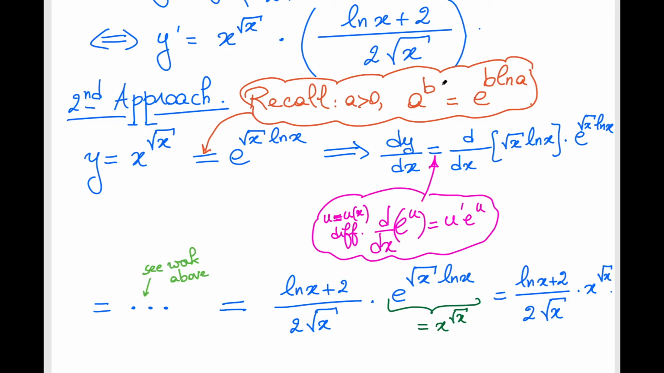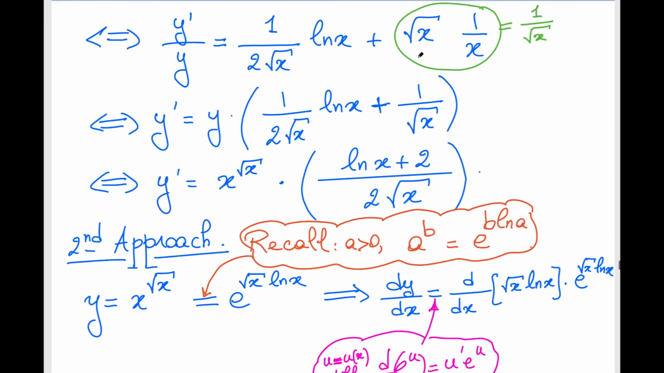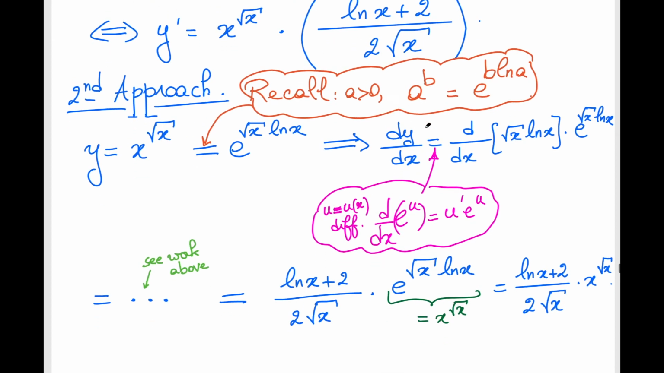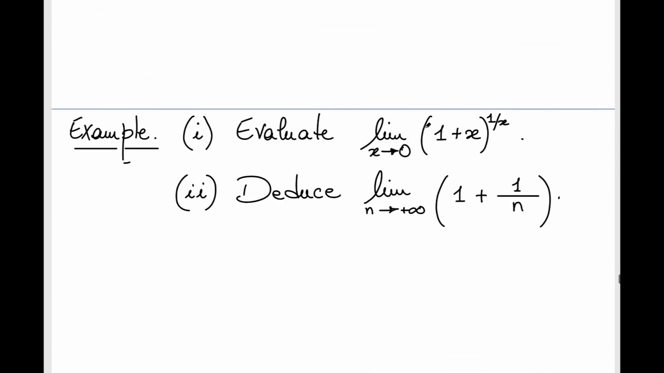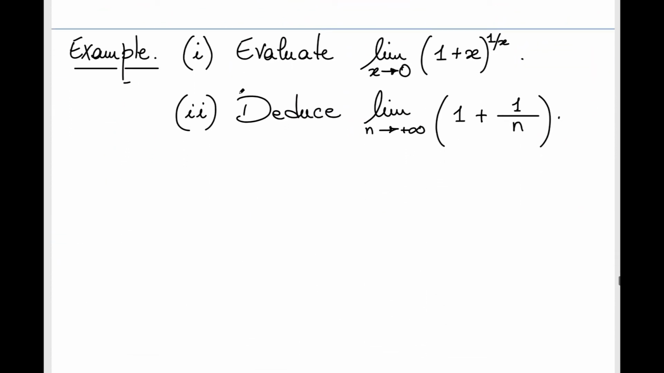just because it brings that angle, which is not seen here in some sense. Okay. All right. Next example. Evaluate this limit and deduce this limit. Okay. Part 1.